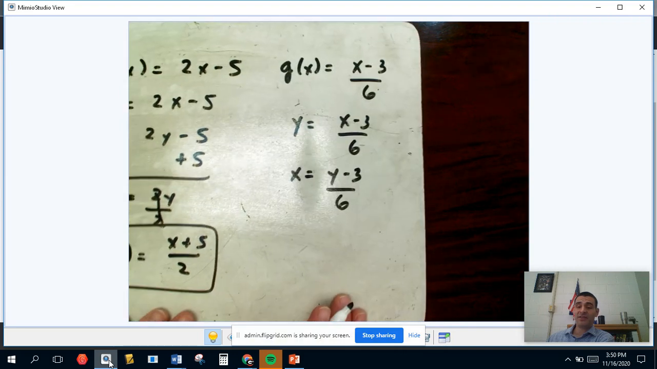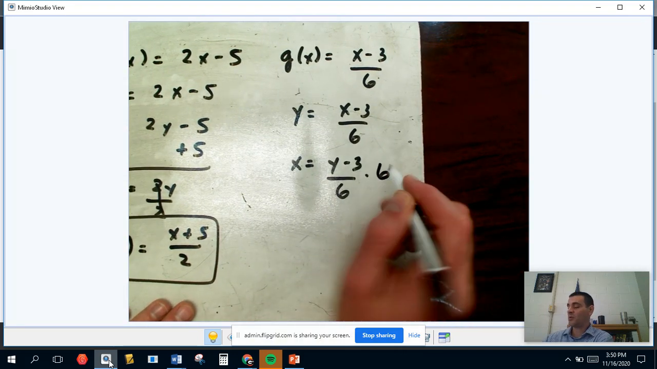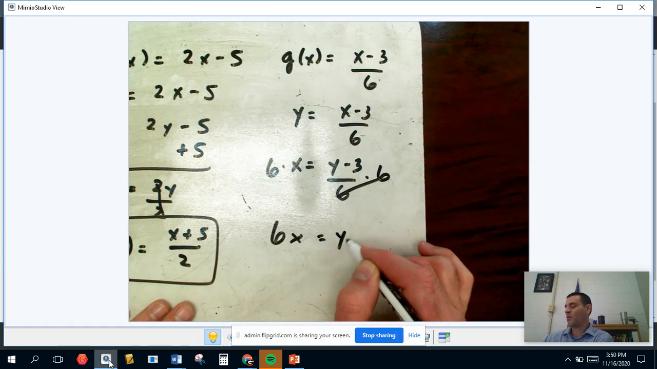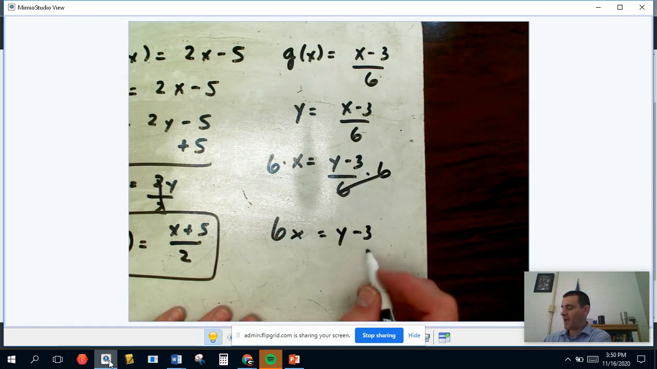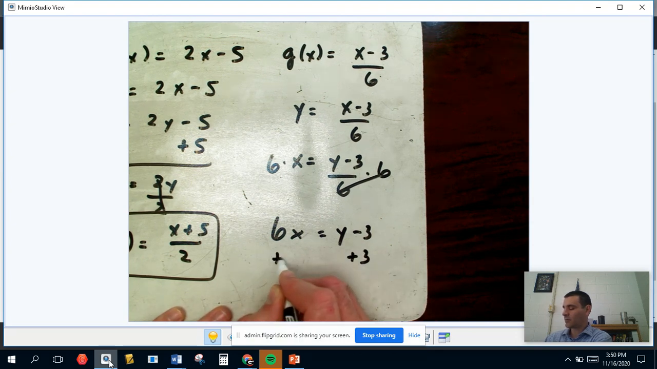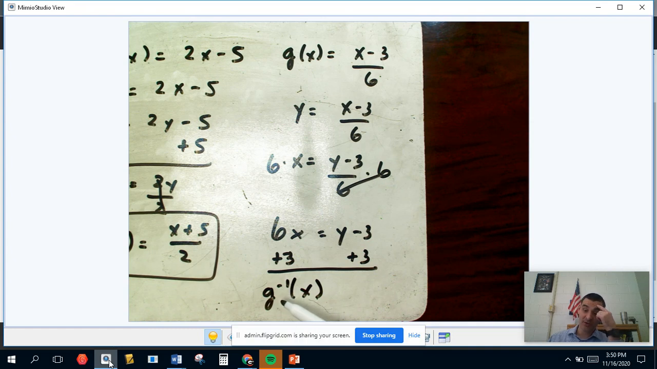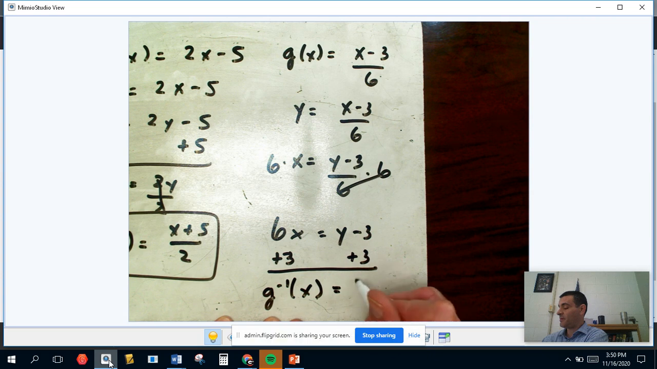To get y by itself this time, we want to first get rid of the 6. We'll multiply both sides by 6. 6x equals y minus 3, and finish by adding 3. Then we'll change it to g inverse of x. Again, the same symbol, with a little -1. This is just notation. It has no computational significance. So those cancel, and it would be 6x plus 3.